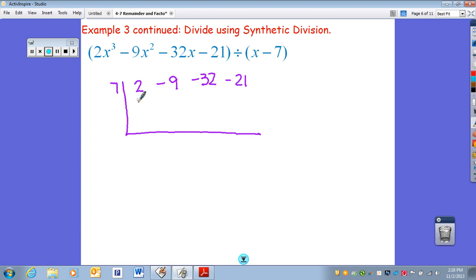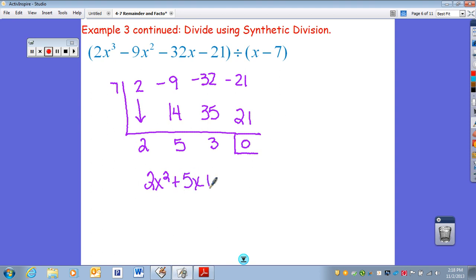We bring down our first, which is 2. We multiply and then we add. We multiply and then we add. We multiply and then we add, and we have our final answer of 0. So that means we are not going to have a remainder. So we have our final as 2x squared plus 5x plus 3, which gave us the coefficients when we did our division, and we had divided by x minus 7 using synthetic division.